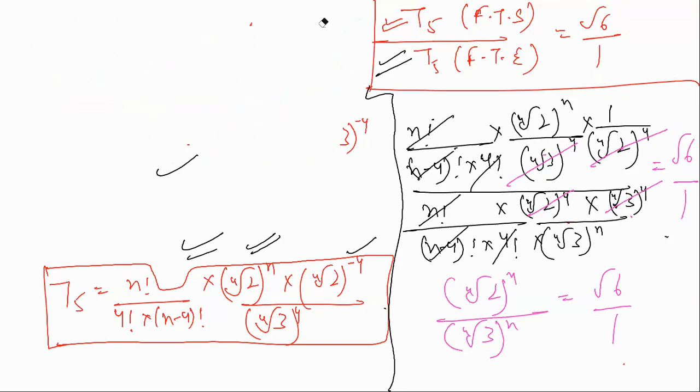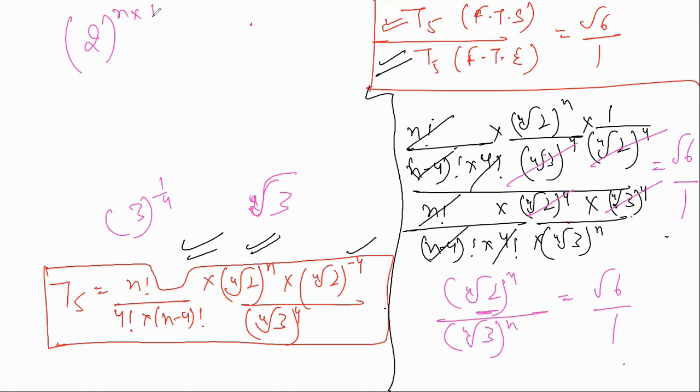Now we have to find out the value of n. Please see it very carefully. What is this one? This 4. It means this 3 has power 1 over 4. If a small 2 is written, it means 1 over 2. If it is written 4, it means 3 raised to the power 1 over 4. So we can write this as 2 raised to the power n, multiplied by 1 over 4, and 3 raised to the power n multiplied by 1 over 4, which is equal to root 6 over 1. Right? Now, they both have the same power.